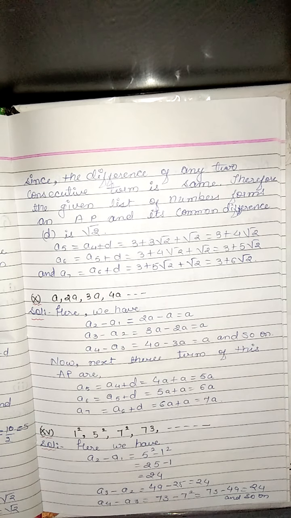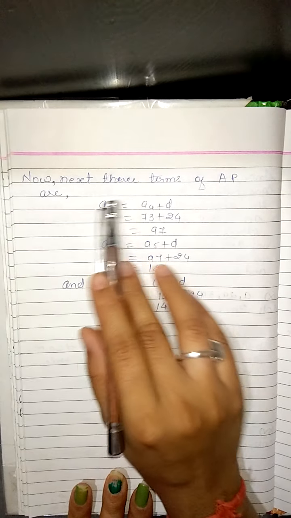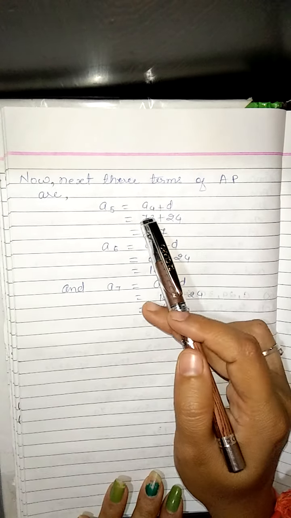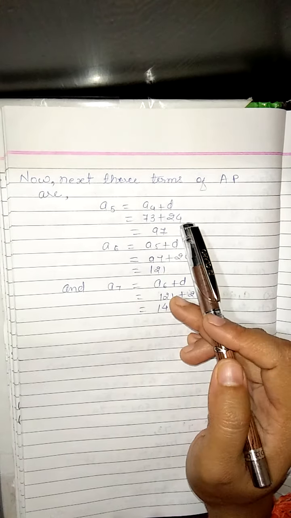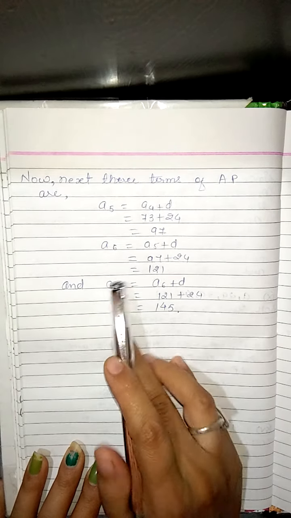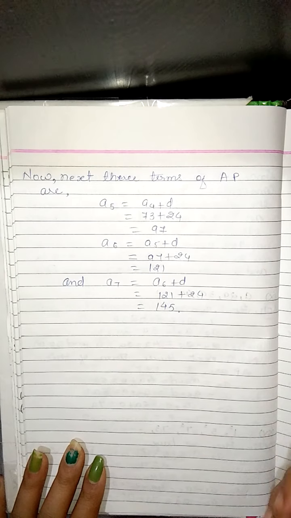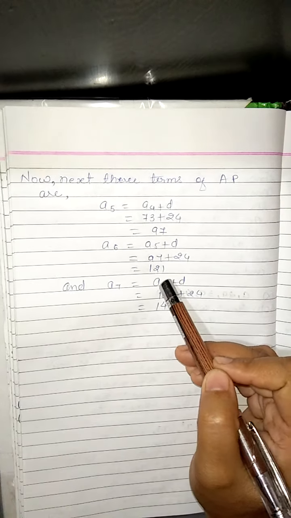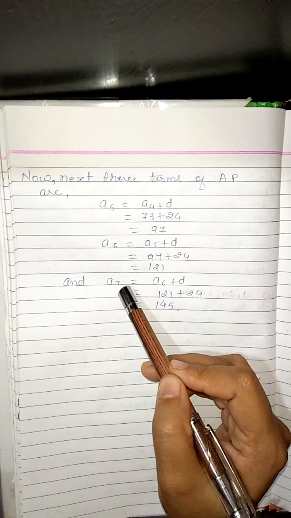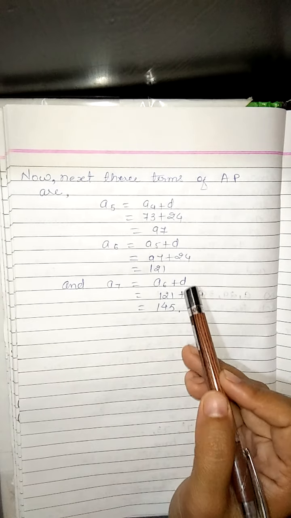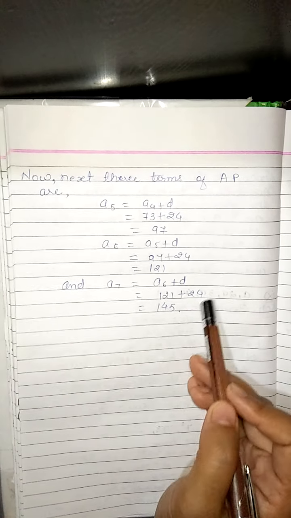So now we are going to find the next three terms. Now the next three terms of the AP are A5. A5 is A4 plus D, it will be 73 plus 24, then it will be 97. A6 is A5 plus D, A5 is 97 and D is 24, so it will be 121. A7 is A6 plus D, A6 is 121, D is 24, so the answer is 145.